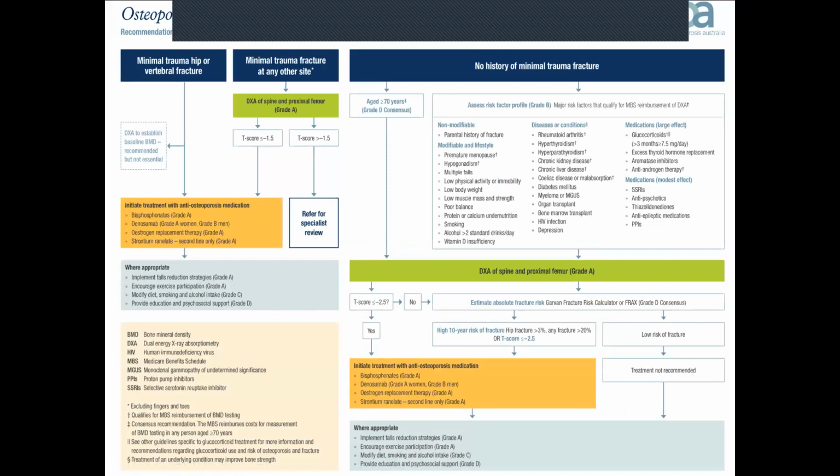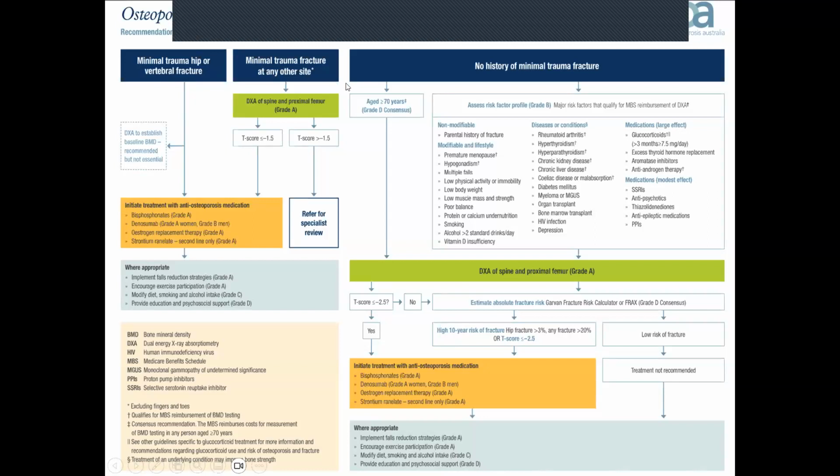So this is the osteoporosis risk assessment, diagnosis and management algorithm that you would be familiar with from the RACGP guidelines. What we talked about is if they have minimal trauma fractures, then you might want to consider treatment. DEXA can be supportive, but once they have a minimal trauma fracture at the hip or vertebra, you do not want to delay therapy. In primary health practice, you can actually initiate treatment at this level.